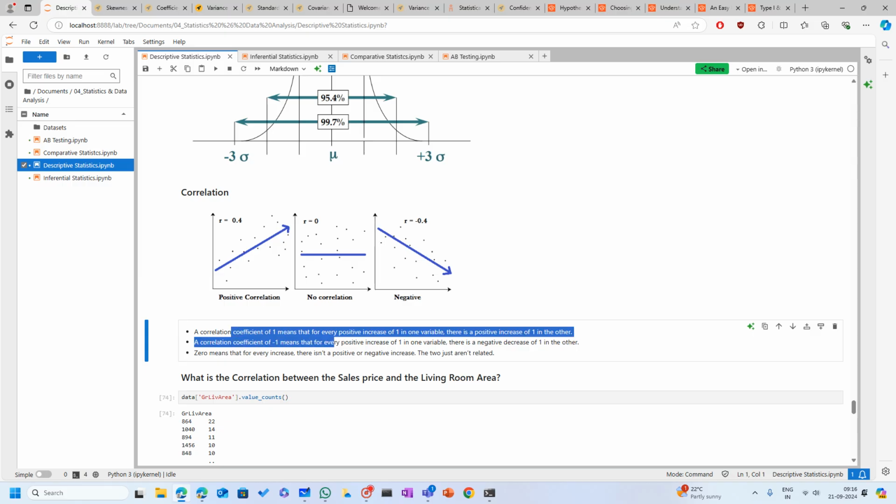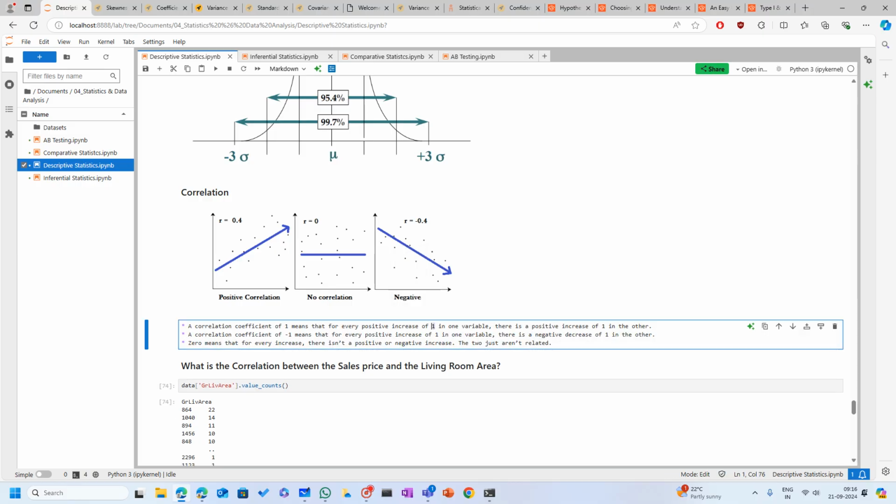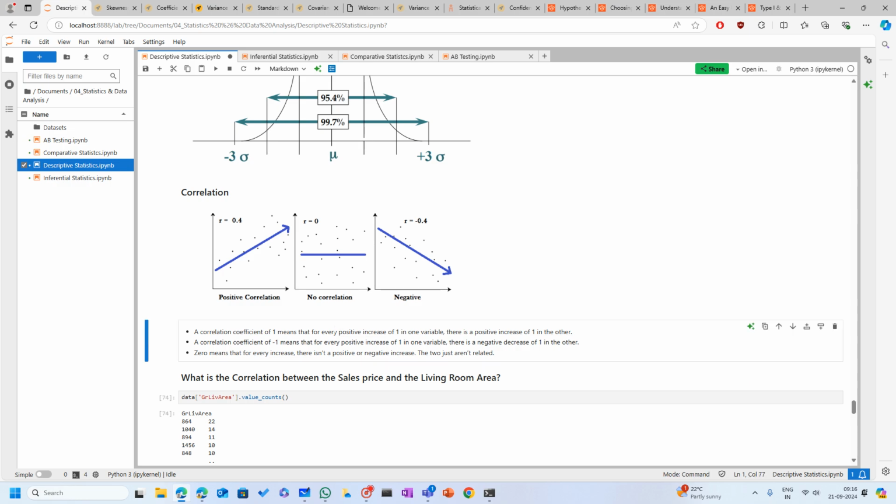So positive correlation means that for every increase in one variable, the other variable would increase by that exact factor. If the positive correlation was only 0.5, then if one increases by 0.5, the other will increase by 0.5 only. Whatever the factor is, if one increases by that value, the other variable will also increase by the same factor. In that scenario we call it positive correlation.